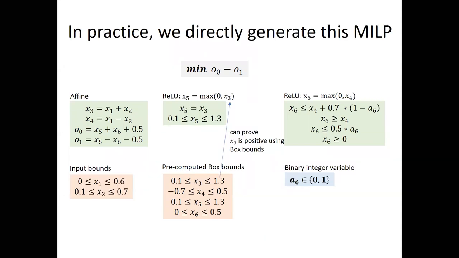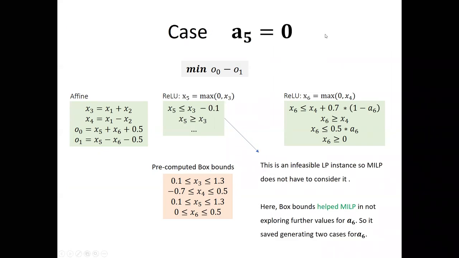Okay, so one thing to say here is, we don't even have to generate that case over there. We can just directly generate the case where the A5 is 1. Let's go back to the previous slide. We don't even have to generate this case where A5 is 0. You can just generate the case where A5 is 1.